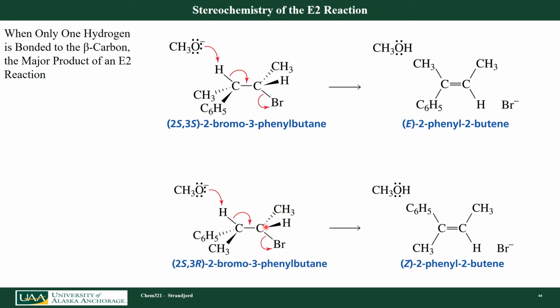If I take another stereoisomer, and again, I only have one hydrogen on my beta carbon, I need to abstract those in the anti-periplanar arrangement, and in this case, I form the Z stereoisomer.